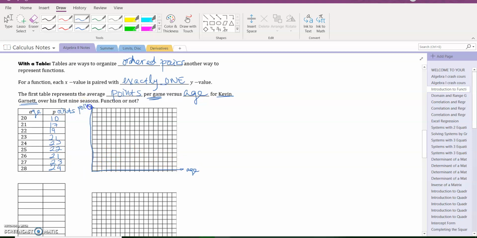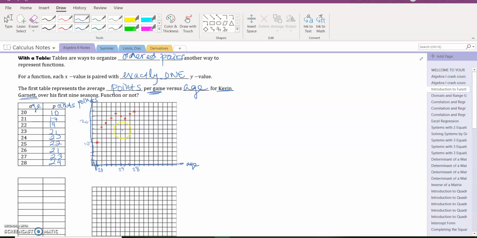Age is our independent x, and points are our dependent y value here. I'm just going to do one of these here, and I'm going to call this 20, 22, 23, 24, 25, 26, 27, 28. And for our points, I'm going to go by 2s: 2, 4, 6, 8, 10, 12, 14, 16, 18, 20, 22, 24. You can do a different scale if you want, but pause the video and get this thing plotted and then come back. Your graph should look something like this, depending on your scale.